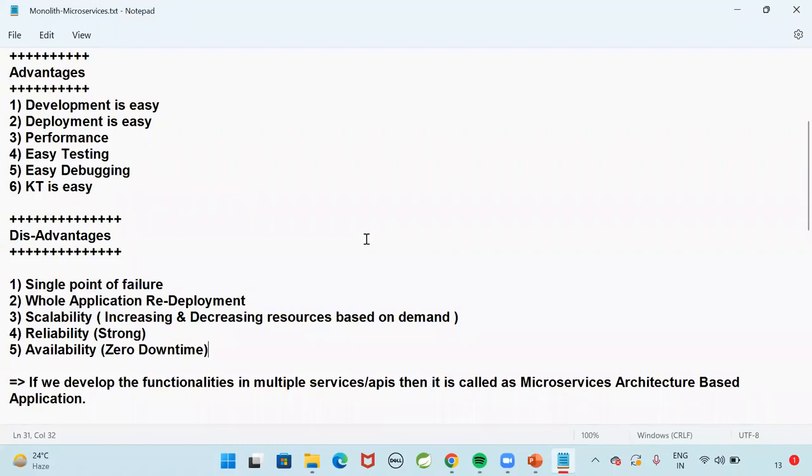Are you able to follow me? What are the advantages of the monolith and what are the disadvantages of the monolith architecture? Are you clear? Can you please read out?